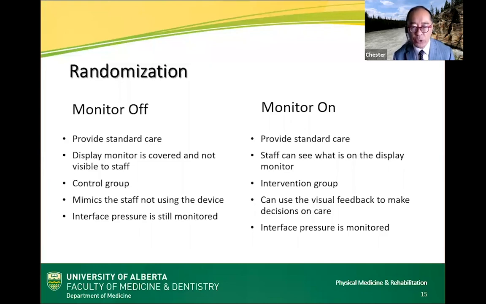As for the control group, they also get standard care. While the pressure is monitored, they do not see that. So the staff or the family members or the patients do not see the pressure feedback on the monitor at all. So they cannot get the visual feedback to make decisions as to whether the individual needs to be turned or repositioned. And so that is the control group.